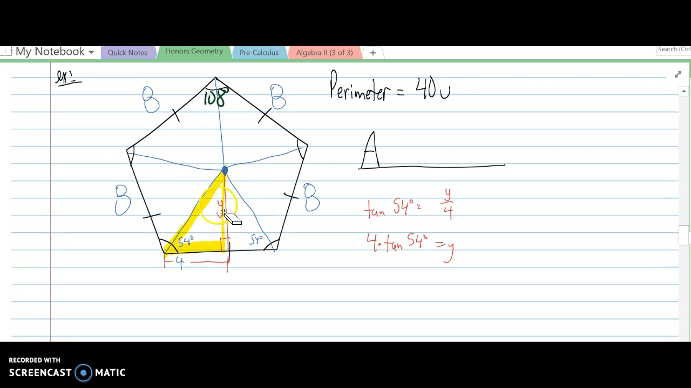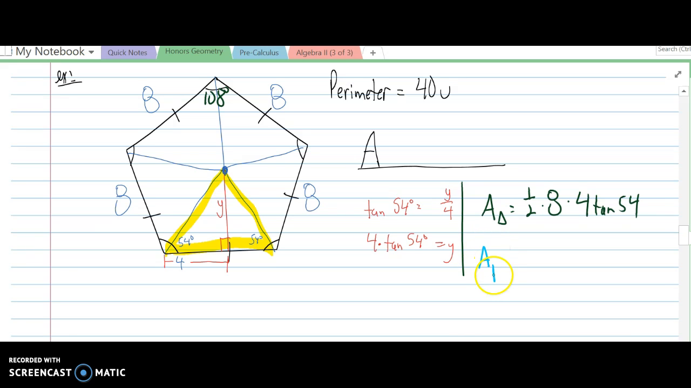Oops, I erased a little bit too much. It's also the altitude of this triangle. So if we found the area of this yellow triangle, we could then multiply that by 5 to find the area of the entire pentagon. So we'll go there. Area of that triangle is 1/2 times the entire base, which isn't just 4, it's 8, times the y value, which is 4 times the tangent of 54. Now that triangle I could multiply and simplify here, but again, my goal in this problem was to build onto another formula.